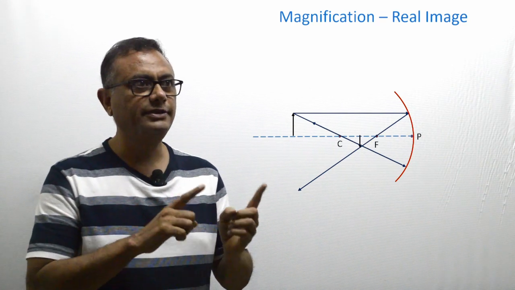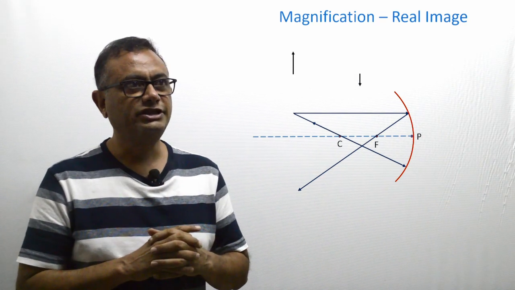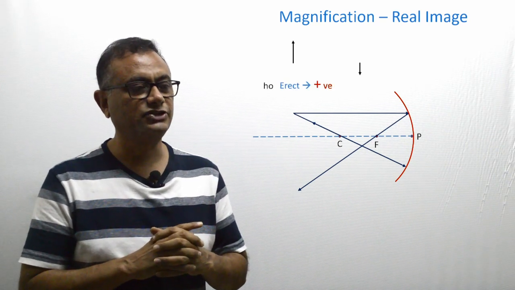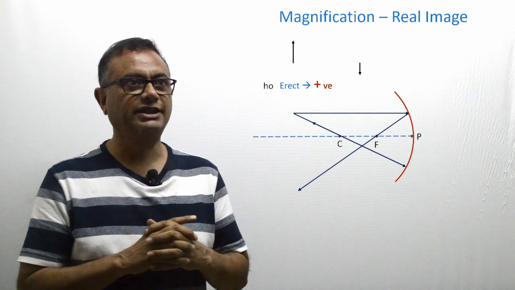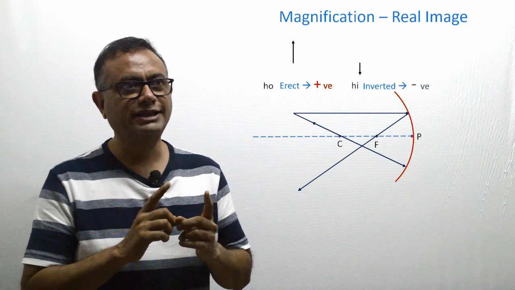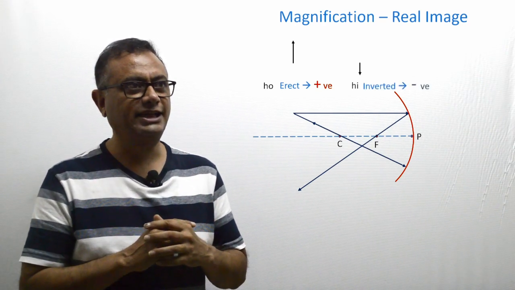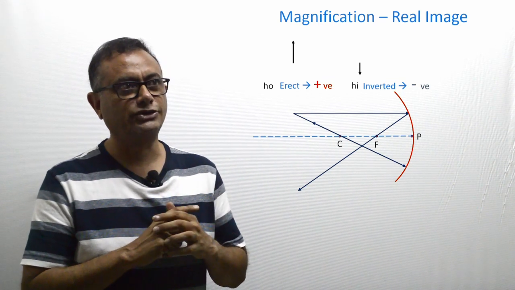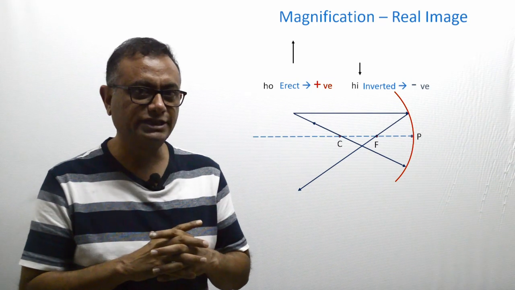If we look at the images, we see that the object here is upright, whereas the image here is inverted. So if you call HI the height of the image, HI is going to be negative, whereas the object height HO is going to be positive. So what's magnification?